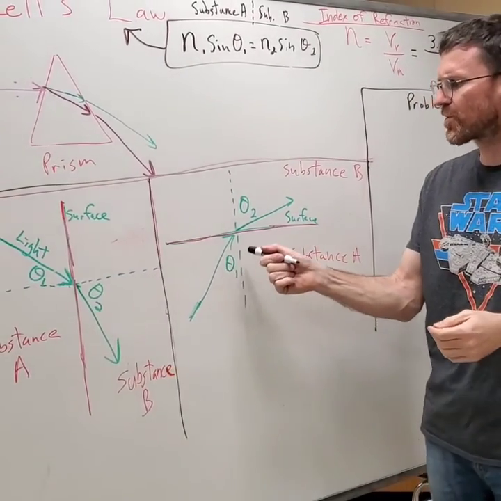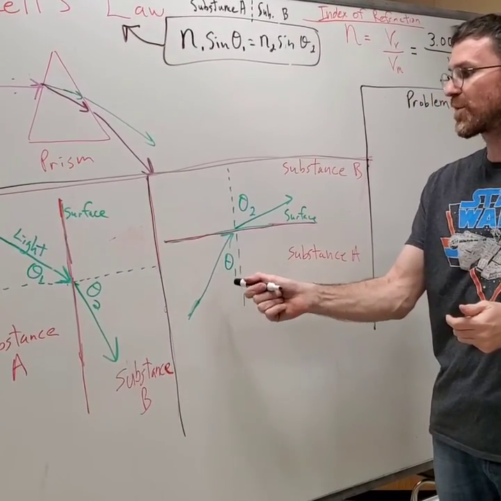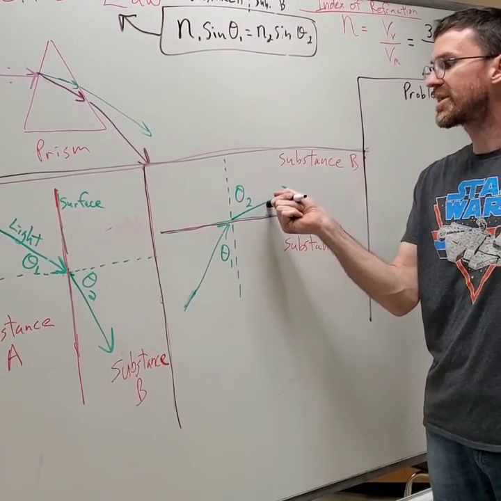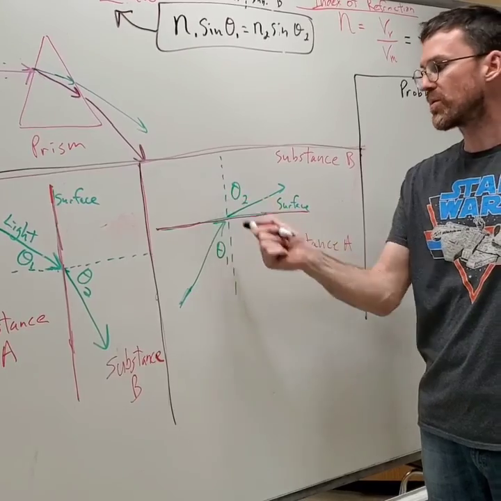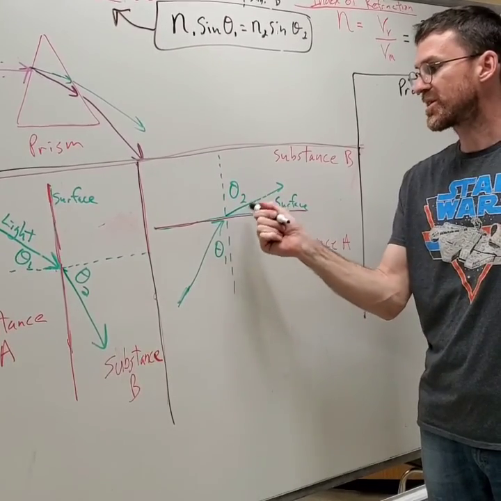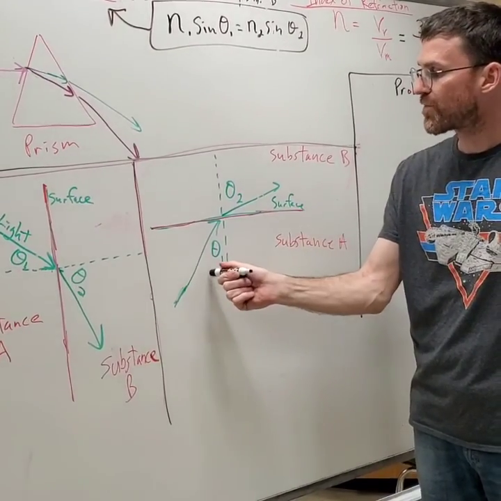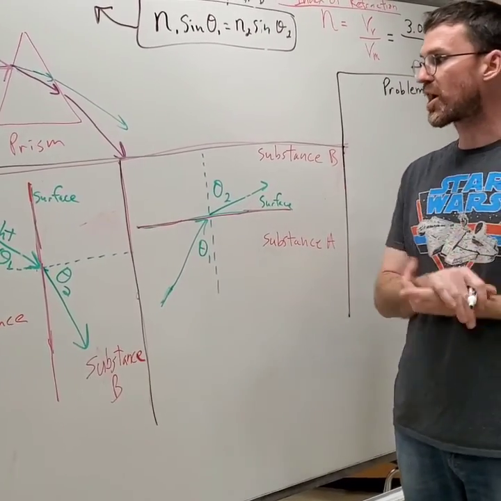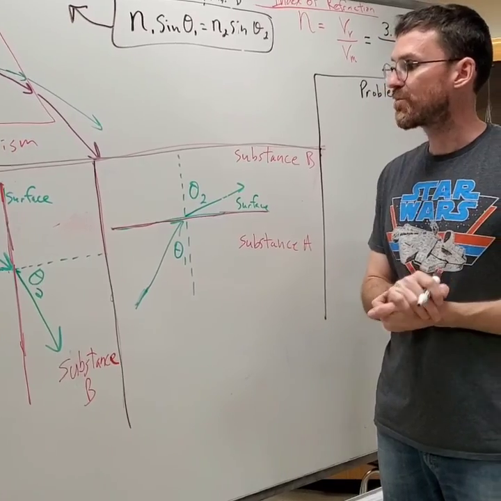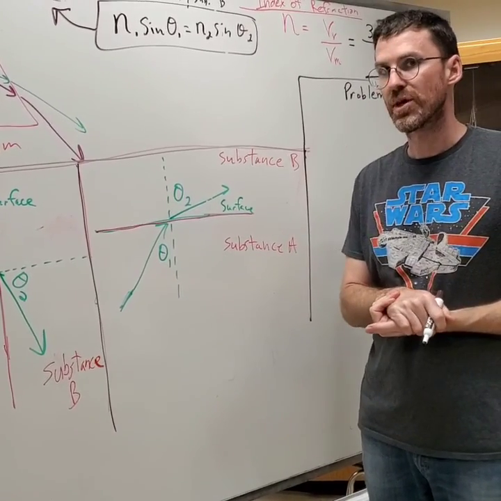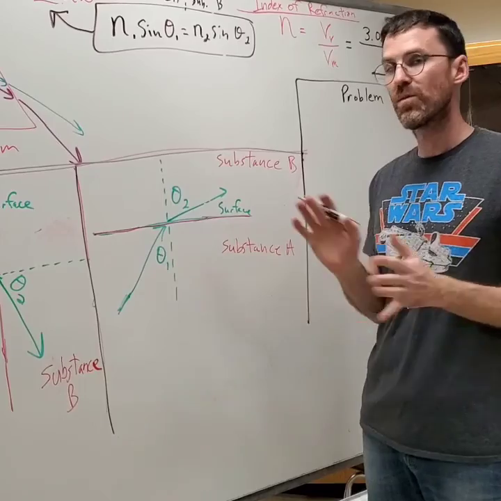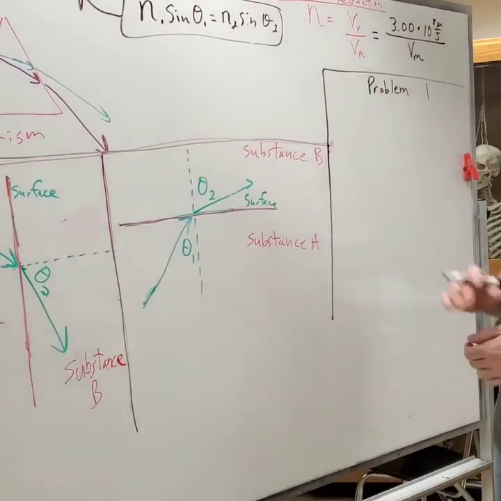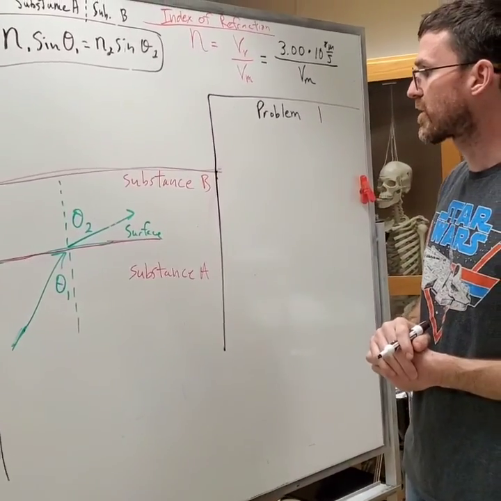It's also interesting to note that if you go from a higher index of refraction substance to a lower one, the light will bend away from the normal, because it is speeding up. And if you're going from a lower to a higher, it does the opposite and bends toward the normal. So that is what dictates whether you're going toward or away from the normal: the index of refraction going from a higher to a lower, or lower to a higher.